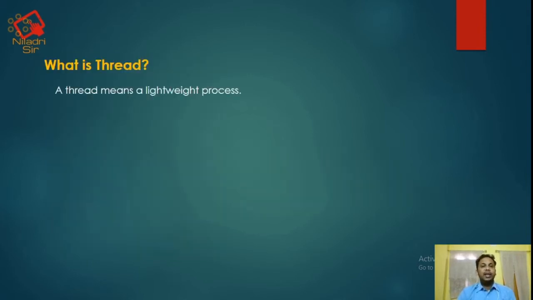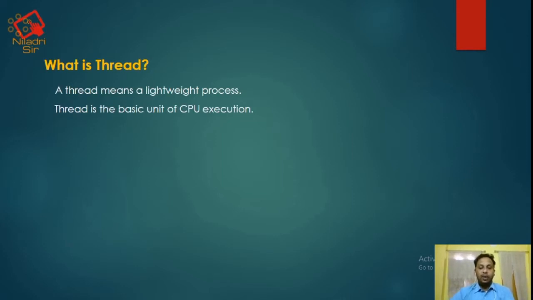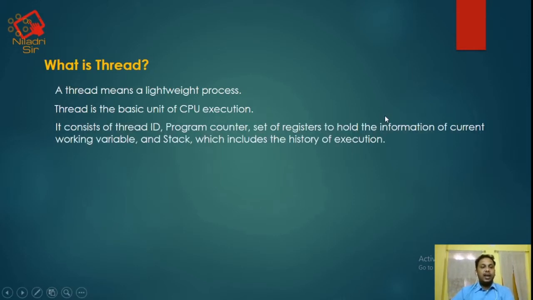So what is a thread? A thread is basically a lightweight process. It is the basic unit of CPU execution. And it consists of many things like thread ID, program counter, a set of registers to hold the information of current working variables, and a stack, which includes the history of execution.